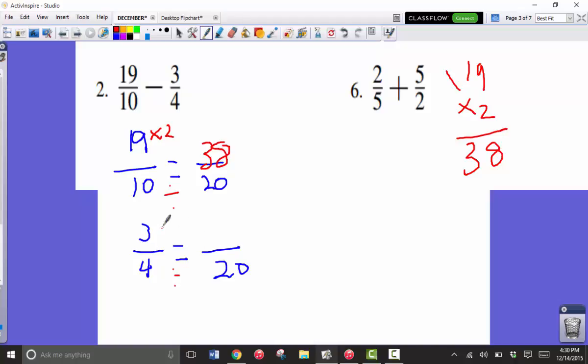4 will go into 25. Multiply with the numerator. There we go. And remember that we have a subtraction problem here. So now you're going to subtract 8 minus the 5. Remember to only subtract the numerators too. 8 minus 5, 3, and then 3 minus 1, that gives me 2. And you're going to keep the same denominator.